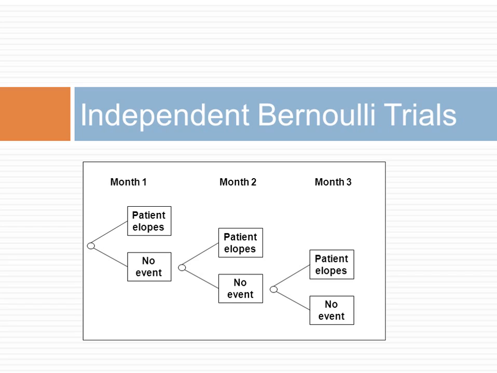Let's look at an example of repeated independent trials. In this situation, we have 3 repeated trials for tracking patients' elopement over time. We are assuming that the probability of elopement does not change if a patient has eloped in the prior months. In month 1, the patient may elope or not. In month 2, the same event may repeat. The process continues month after month until month 3. As you can see, the patient may elope in different months, and on each month this probability of elopement is constant and equal to prior months.